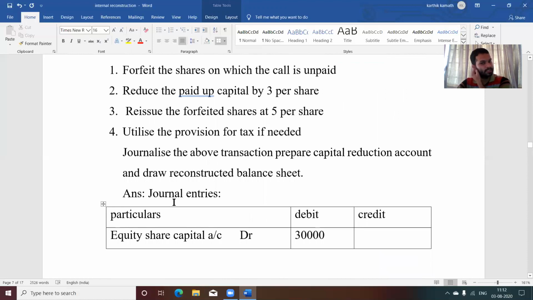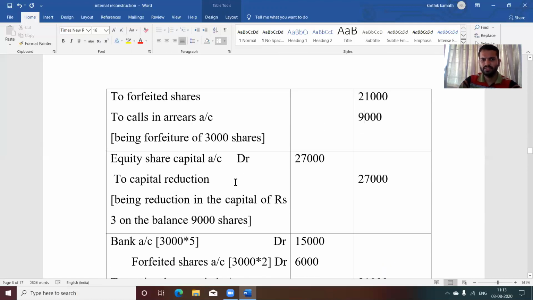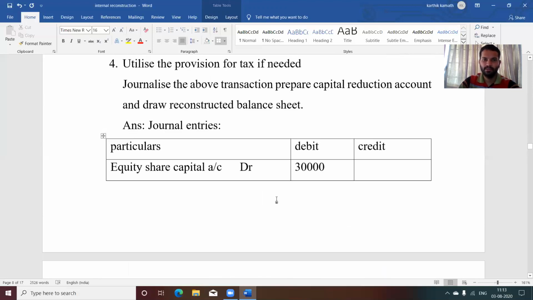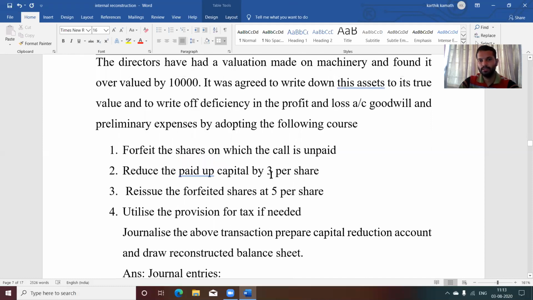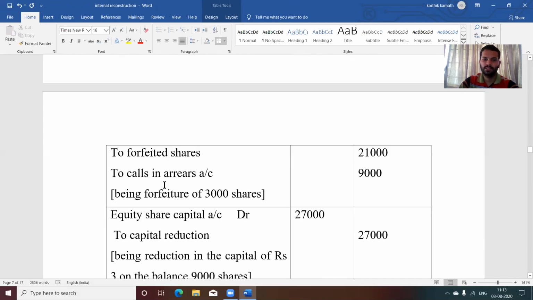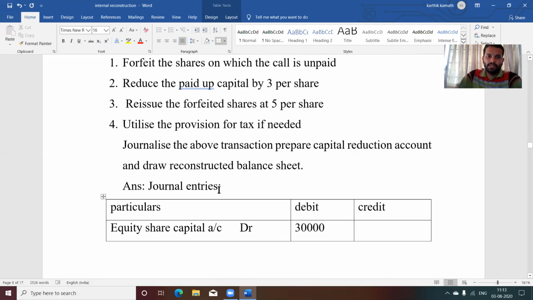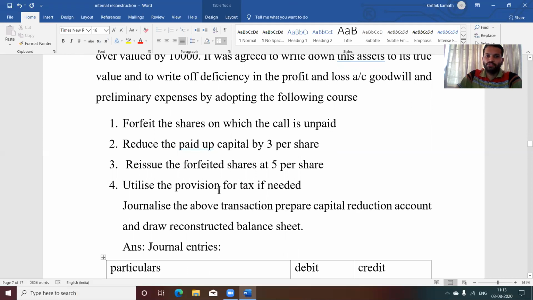So we are considering it directly, since they have mentioned a reduction of 3 per share. So that is 9,000 into 3, that is 27,000. So 12,000 minus 3,000 is 9,000, and 9,000 into 3 is 27,000. Next, there are shares issued at discount. That is nothing but reissue. Reissue of forfeited shares at 5 per share.